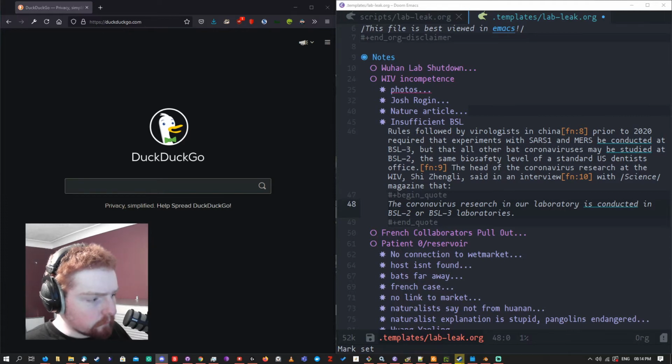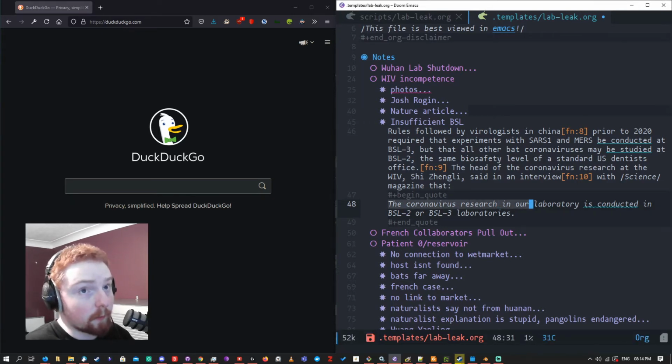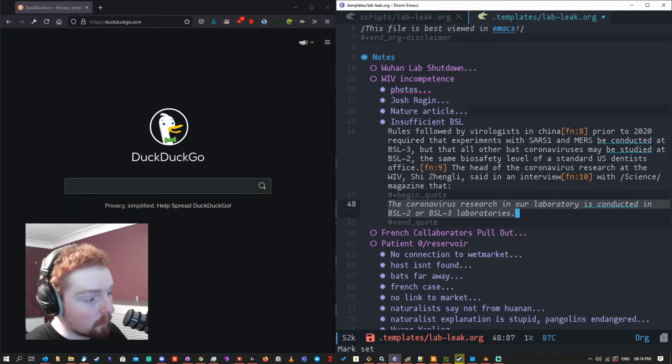The Wikipedia page? I don't care about the Wikipedia page. I know they have a BSL-4 lab. That's not all I'm disputing. I'm saying Shi Zheng-li herself says the coronavirus research in our laboratory is conducted in BSL-2 or BSL-3. That's a direct quote from her. Okay. So that is insufficient for conducting this dangerous research.